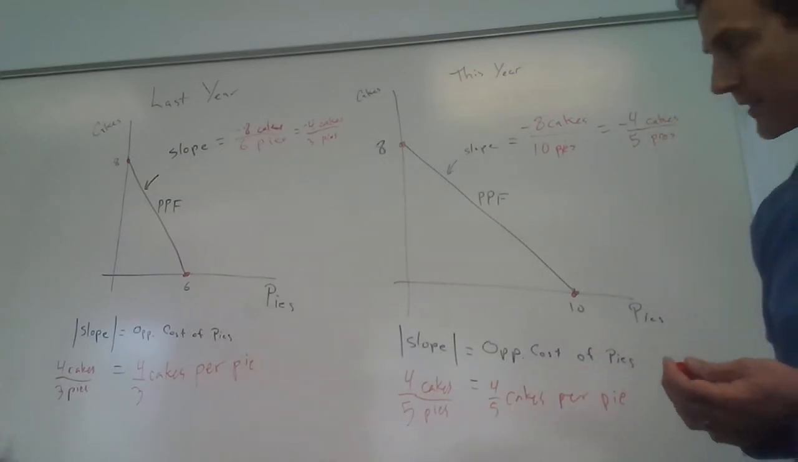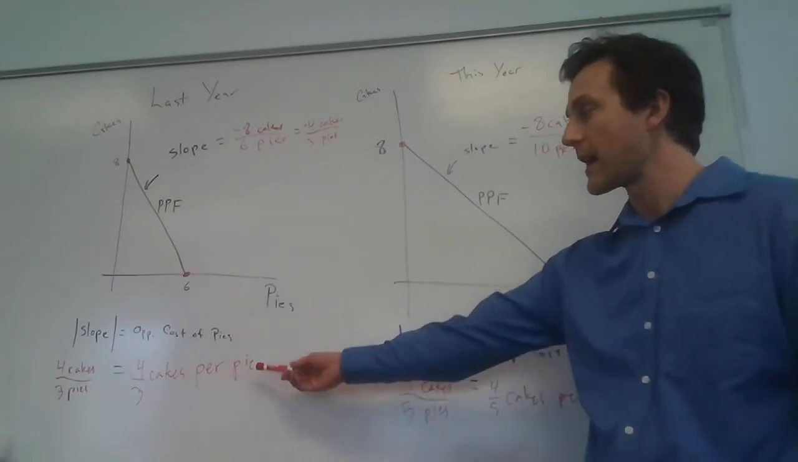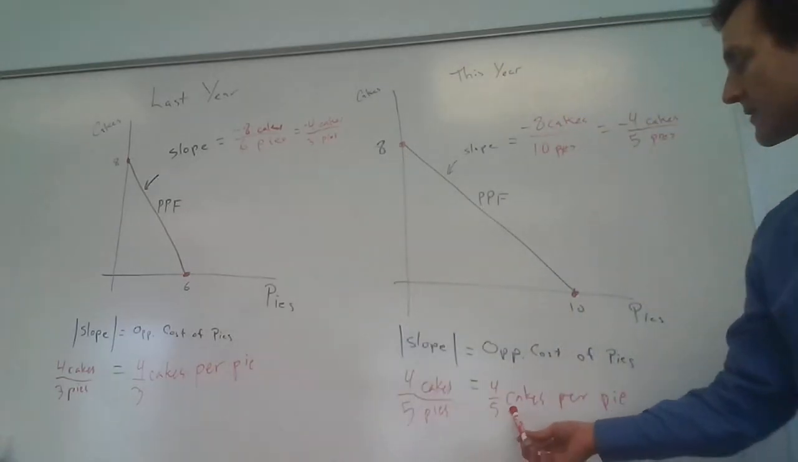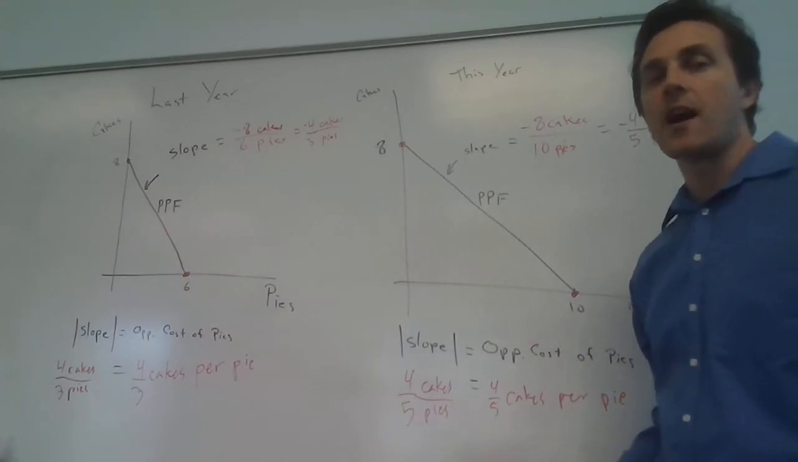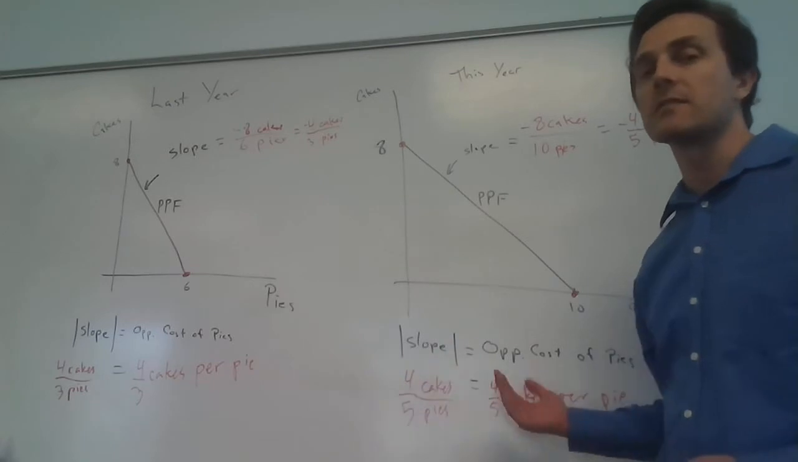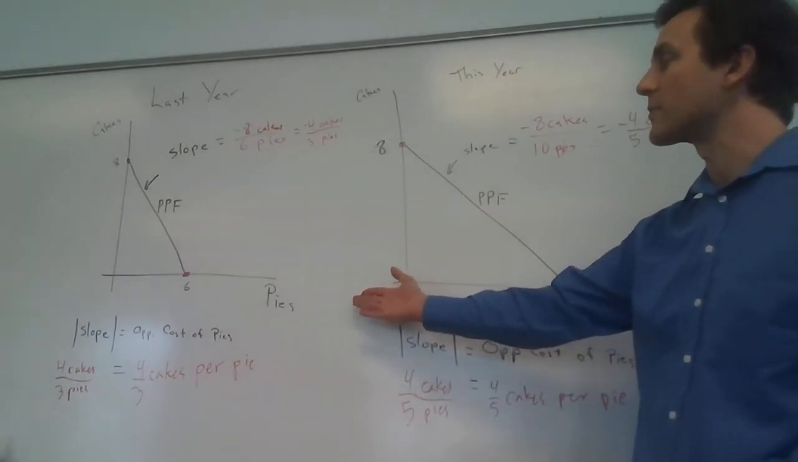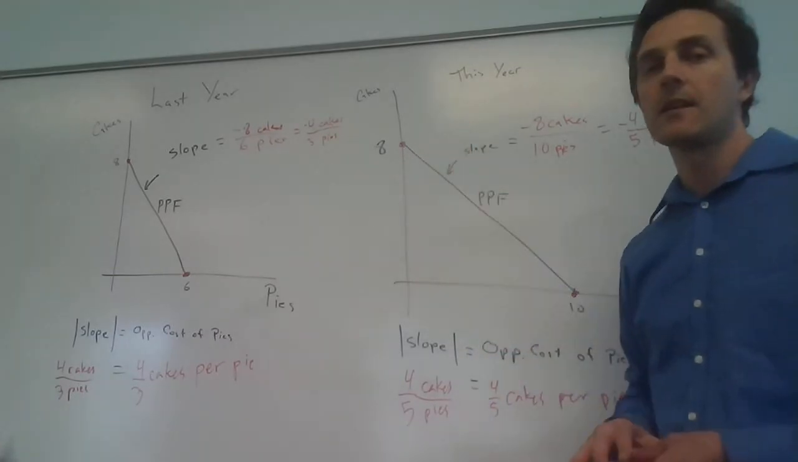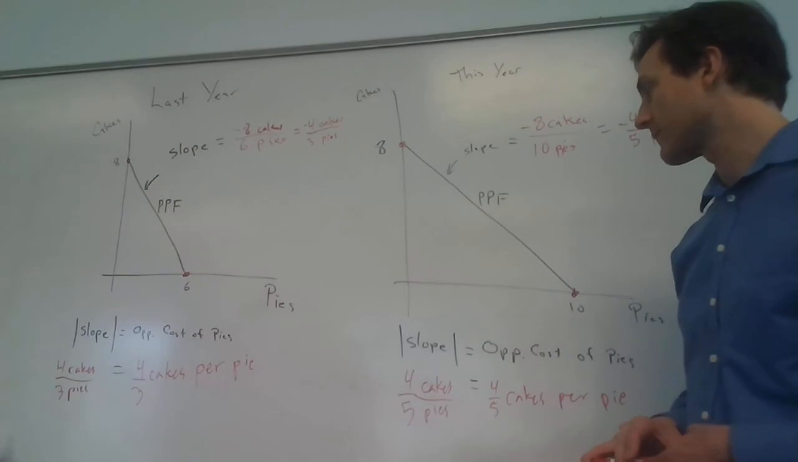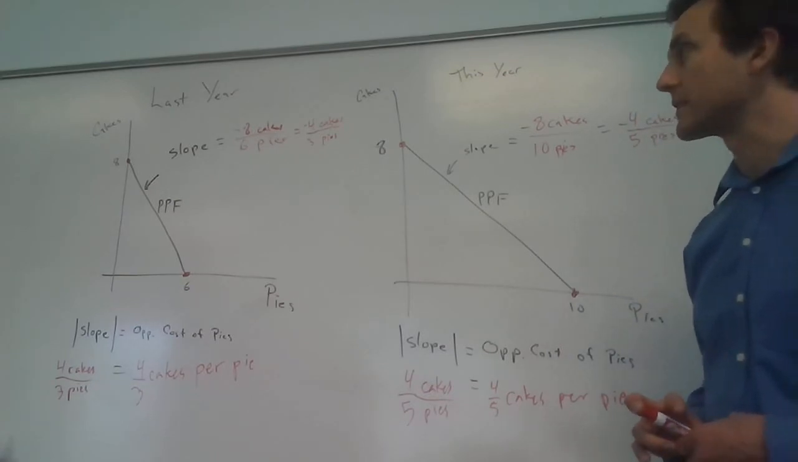And notice what's happening here. Well, he goes from 4/3 of a cake per pie being his opportunity cost last year to this year, now it's only 4/5 of a cake per pie. So the opportunity cost of pies has decreased due to this baker being better at producing pies, while their cake baking technique hasn't improved any. So you can see that the opportunity cost of pies has decreased in this example.